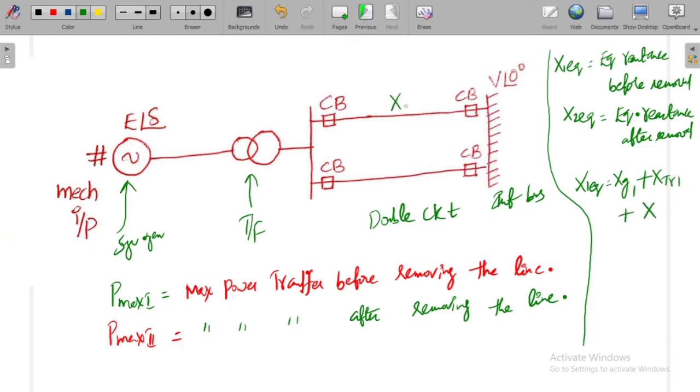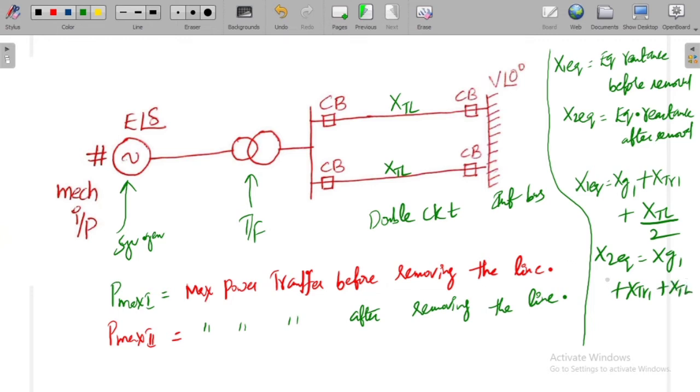Both the reactances are the same, let us assume like that. So the equivalent reactance of the transmission line is XTL by 2. Now what is X2 equivalent? Again X2 equivalent is Xg1 plus X transformer 1 plus, as you removed one line, you have only XTL.